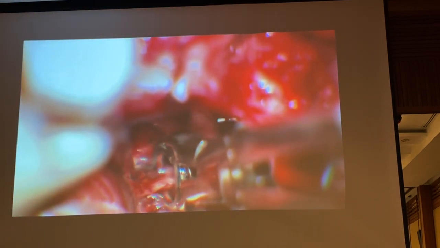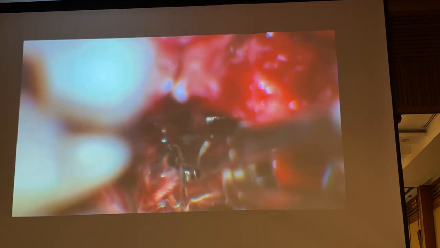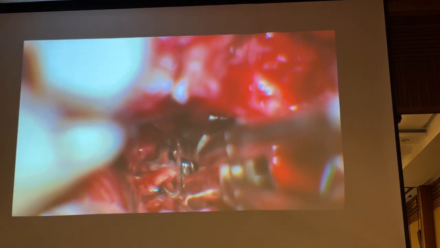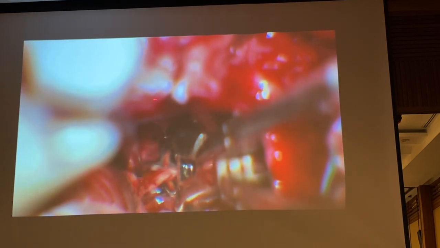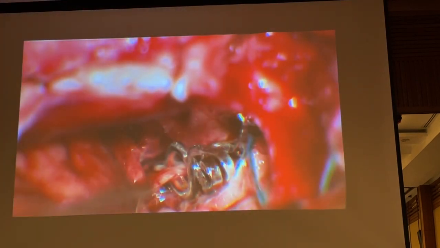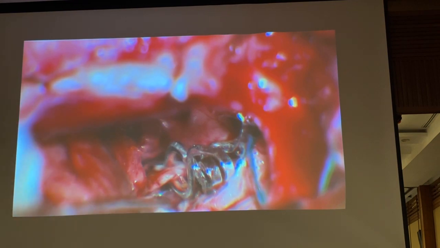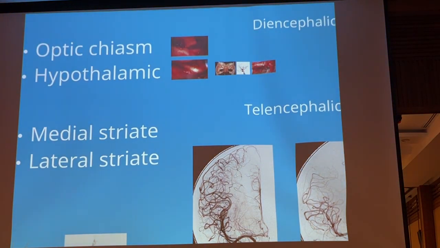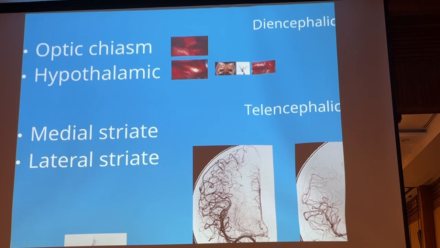And once you've got the clip placed on the aneurysm, you can't manipulate the ACOM complex to actually see if the perforators are in there or not. And when we catch those perforators, that's how patients end up with hypothalamic disturbance. All right, so those are the deep central perforators of the A1, A2 junction.